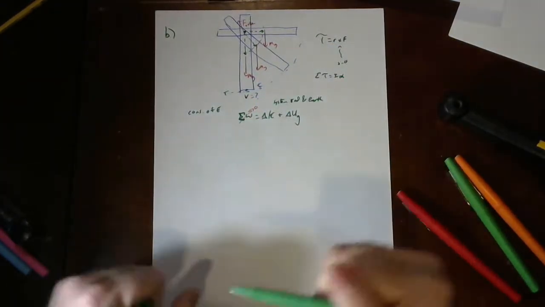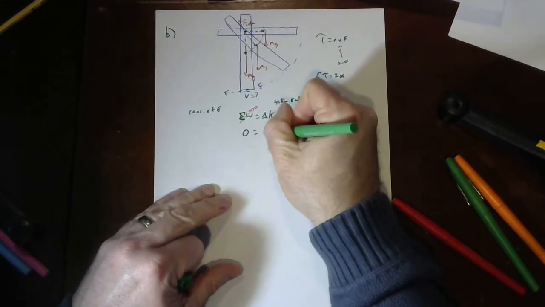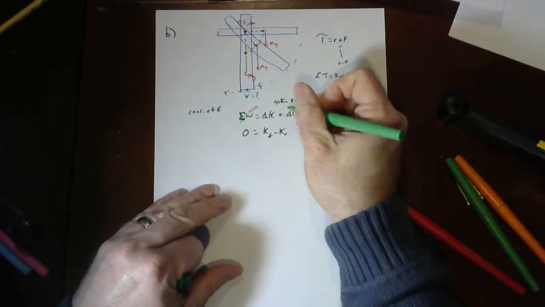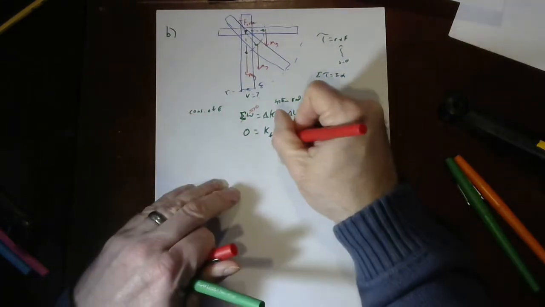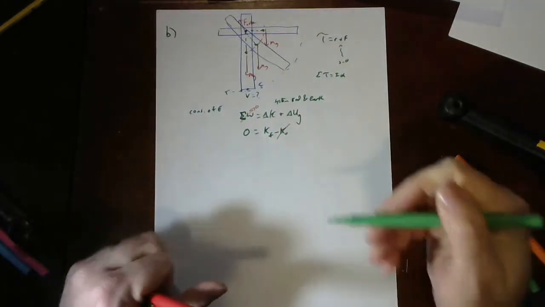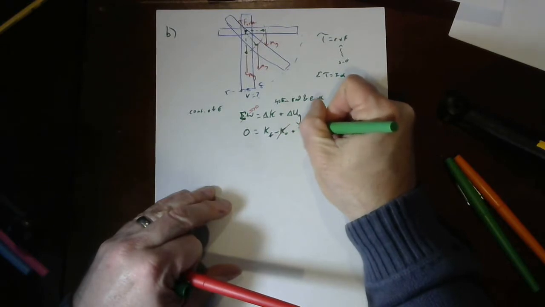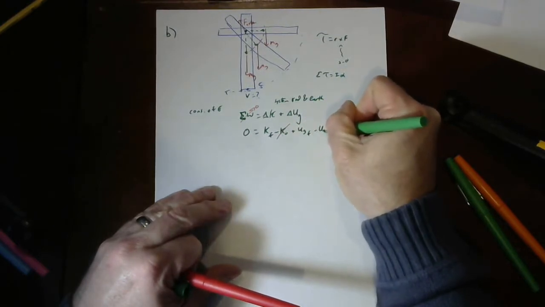Okay. So you're like, okay, K final minus K initial. But at the start, the starting speed was 0. So K initial drops out. Bam, right? And then we have UG final minus UG initial.